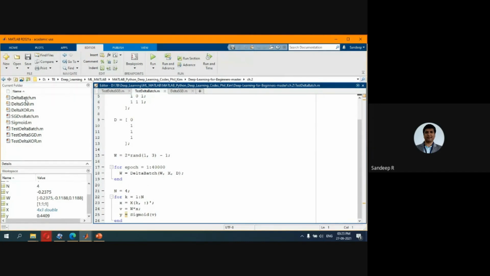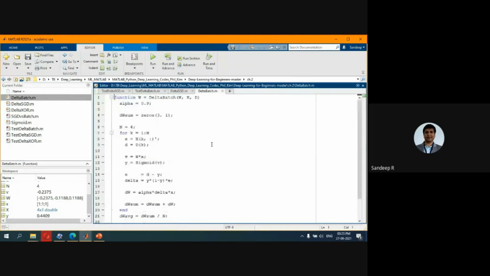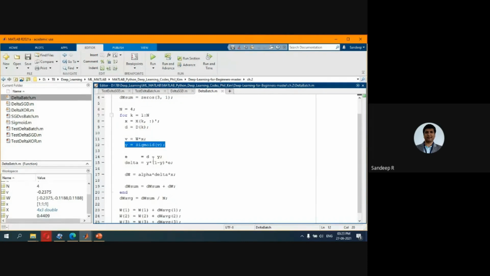What is there in delta batch? That's the only difference. Alpha is the learning rate. The initial delta W's are made 0 because we calculate the sum of all the errors. Now see here, the input and the correct output. V is nothing but the weighted sum of the inputs. The output of the neural network is interpreted through the sigmoid function. We have calculated the error and we have calculated the delta. Delta is nothing but sigmoid function times 1 minus sigmoid function times error, as per that equation.